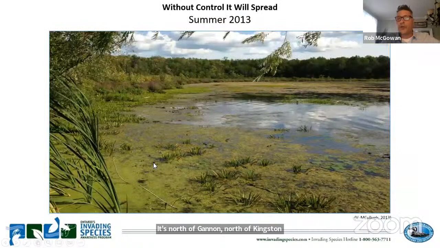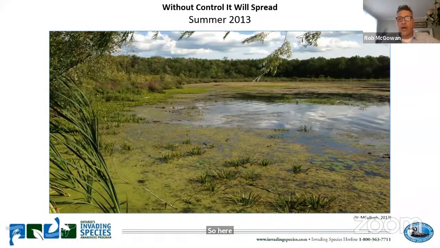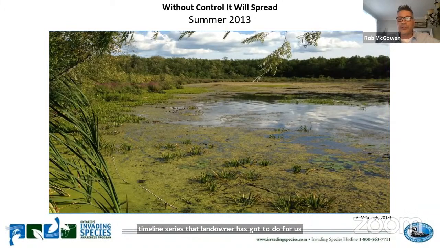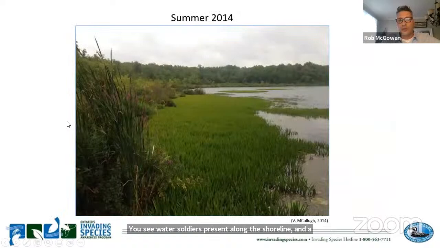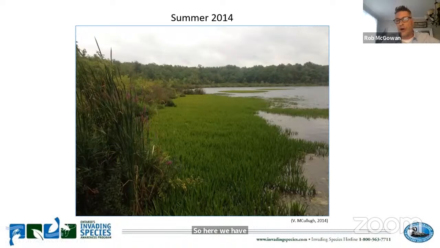Here is a pretty powerful timeline series that a landowner has documented for us. We're going to give you this bit of a timeline and show you why water soldier is such a problem, why we don't want to take our time to manage it or just sit on our hands for a bit. You can see here, this is summer 2013. The water soldier is present along the shoreline and a bit out into the bay. Here we have 2014. It's a lot denser now. It's starting to fill in all the littoral zone there, and it's starting to spread out.